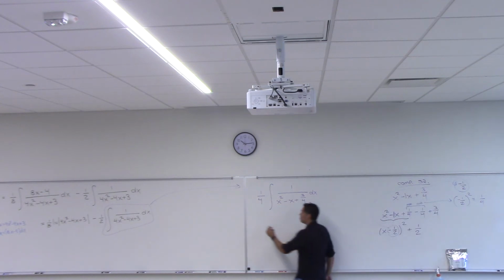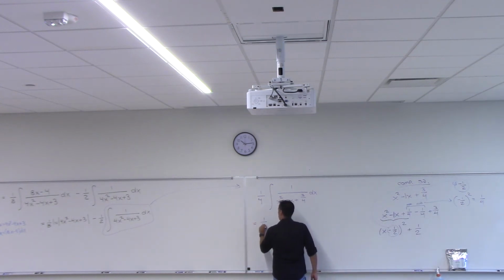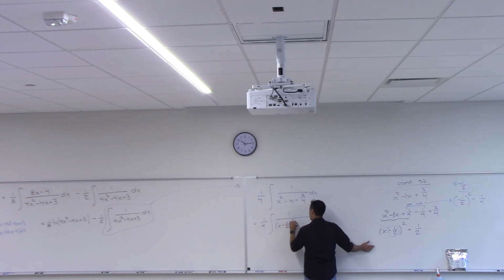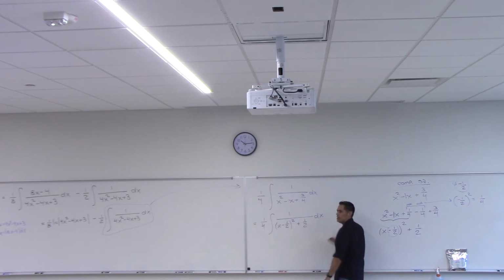Another question or no? 1/4 integral. The whole point of that was to turn this into this, right? x minus a half squared plus a half dx. This is formula 17.